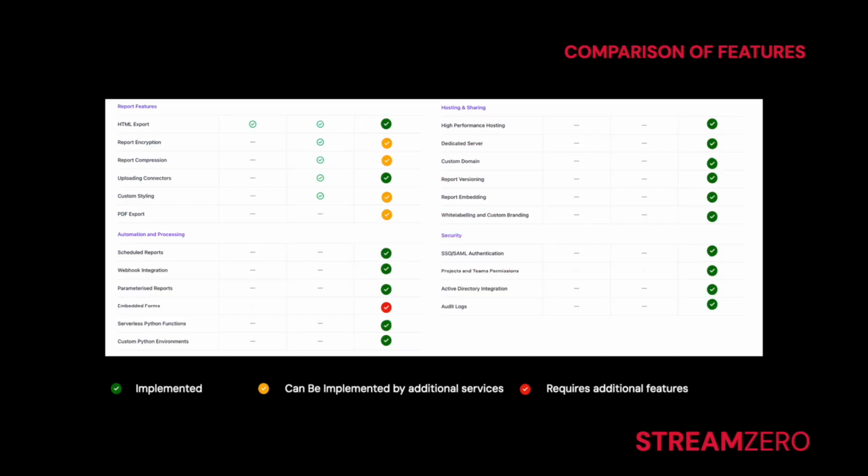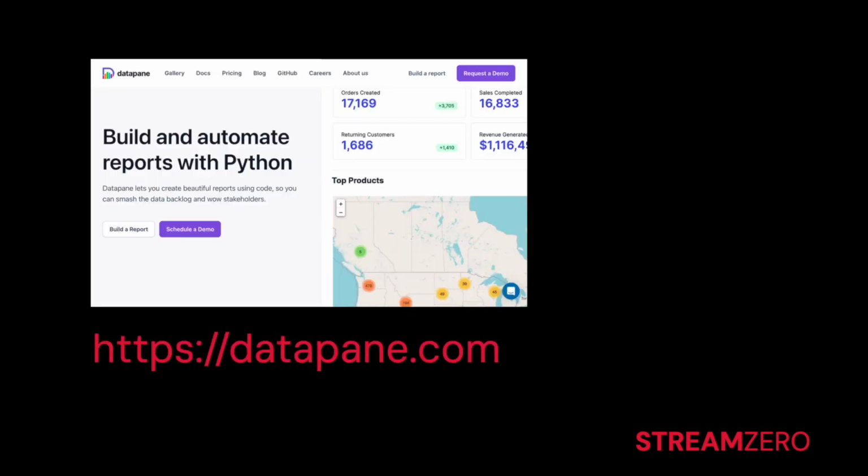Here we see a head-to-head comparison of the features we have just implemented using the inherent capabilities of the StreamZero platform. Please remember that the purpose of this demo is to show how StreamZero can be used as a back-end for a SaaS platform. A dedicated service such as Datapane will definitely have more features. You can visit Datapane at the URL provided here.